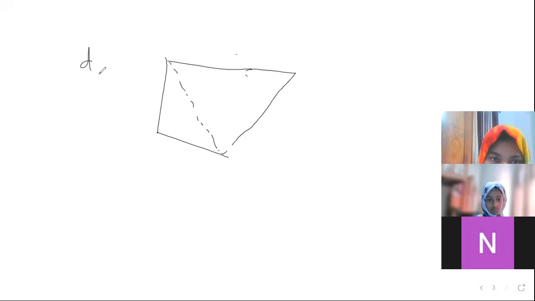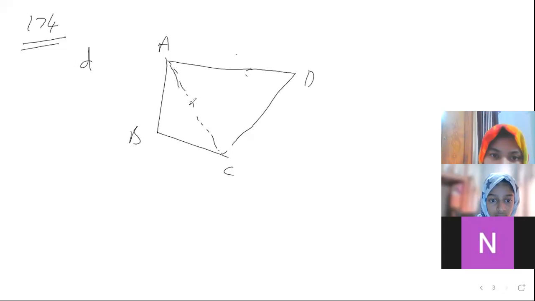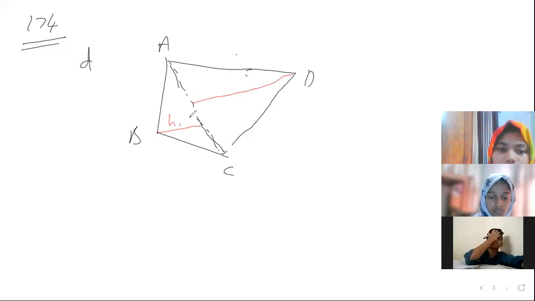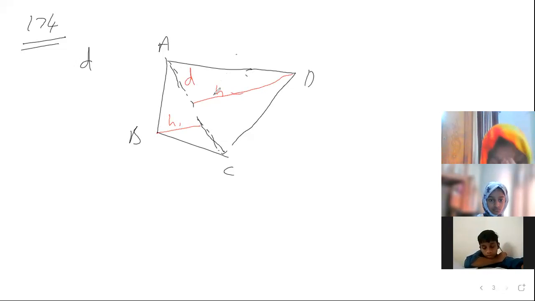Page number 174. 174. All of you open the book. A, B, C, D. Now this is the base or diagonal. This is the diagonal. Yes. From the diagonal, I am trying to draw the perpendicular, meaning 90 degrees. One from here, another one from here. This is H1. This is H2. This is the diagonal or base of the triangle.